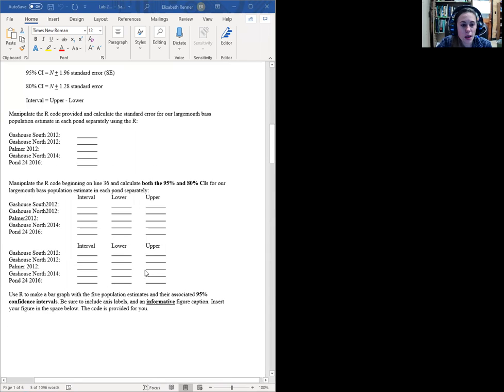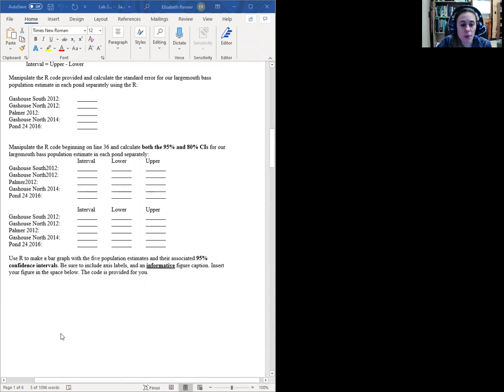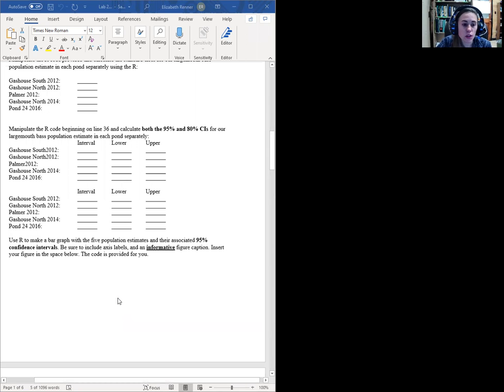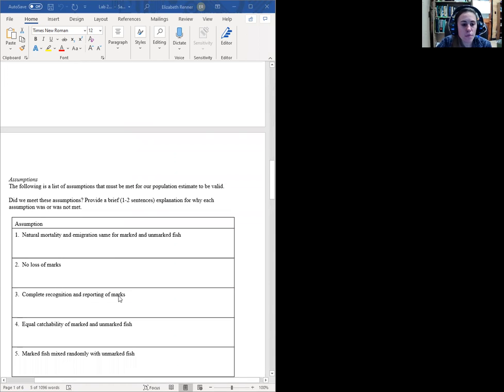Your assignment for the week is also going to include manipulating the R code on line 36 and calculating both the 95% and 80% intervals separately. Then I want you to make a bar graph with 5 population estimates and their 95% confidence intervals, with axis labels and an informative figure caption. You can insert your figure in the space below, and we provide the code for you.